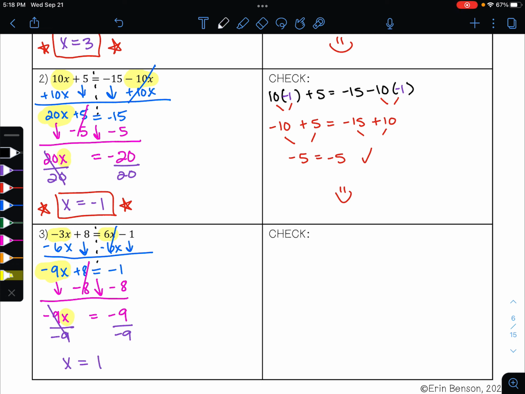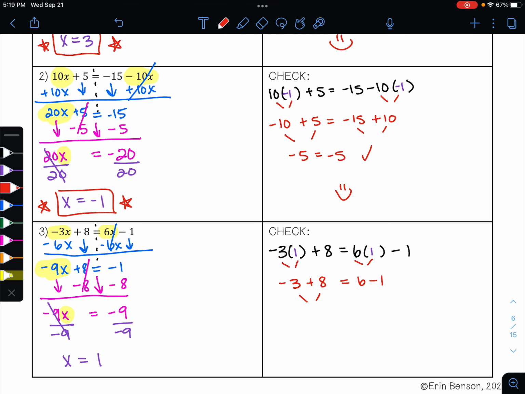Let's check that solution. Every time I see an x in my original equation, I'm going to replace that x with our answer of 1. Negative 3 times 1 is negative 3. I'm going to bring down that plus 8 and my equal sign. 6 times 1 is 6. I'm going to bring down that negative 1.